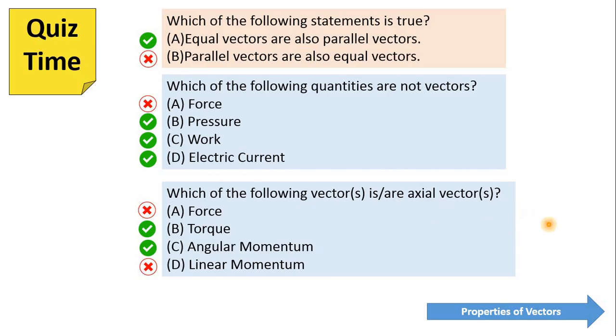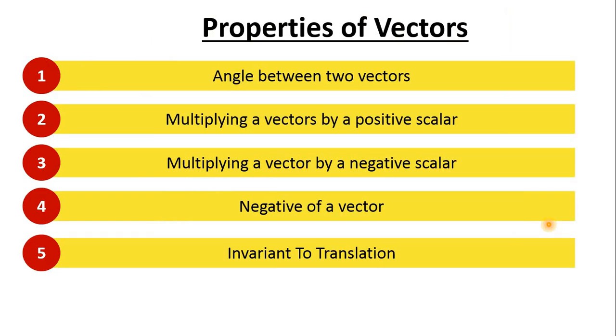Let us proceed to the next discussion, properties of vectors. We are going to discuss 5 properties of vectors. First one is the angle between two vectors. How do we define angle? And next, what happens when you multiply a vector by a positive scalar and multiply a vector by a negative scalar? What is the meaning of the negative of a vector? And the fifth important property is invariance to translation. Let us see one by one.